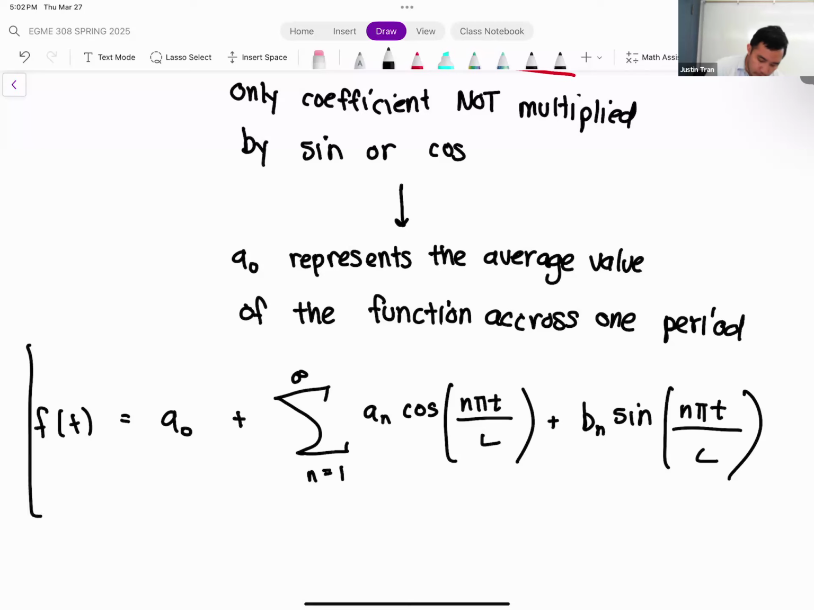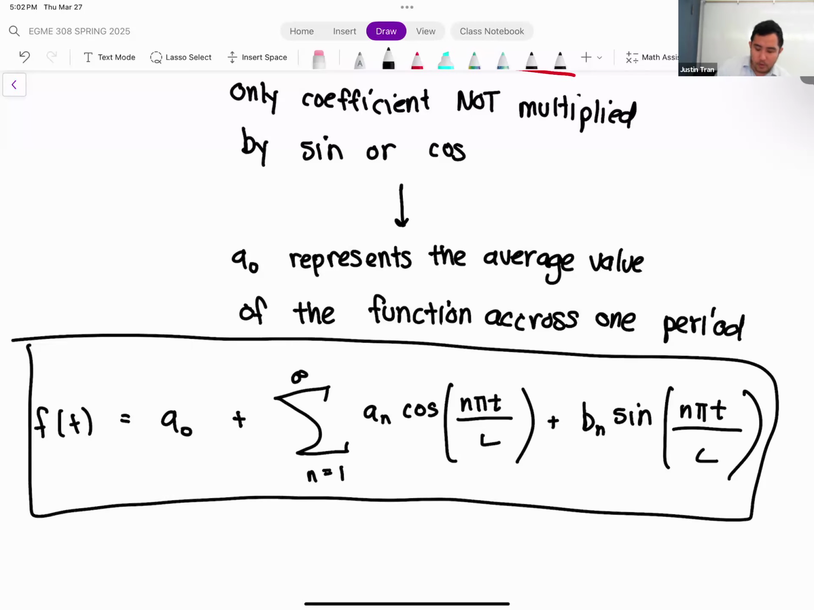Okay, so sometimes you'll see this form. It's a little bit more straightforward, just so that you can see the a0, the an's, and the bn's together. But that's why we have a0 set, because it represents the mean value or the average value of the function.